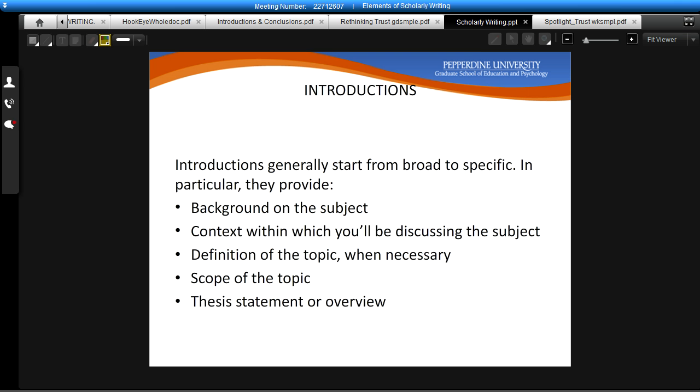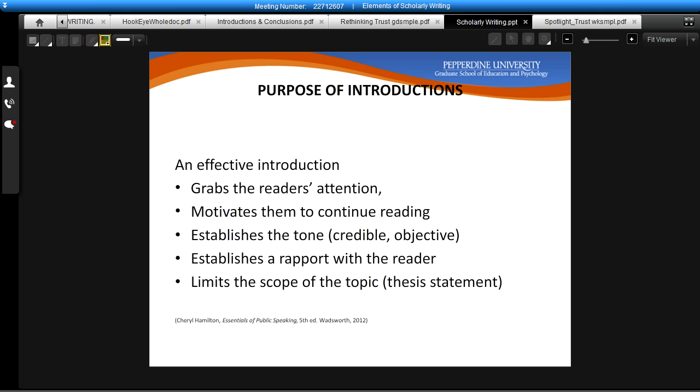Okay, and usually toward the end of the first paragraph, you're going to give your thesis statement or your overview there. Okay.